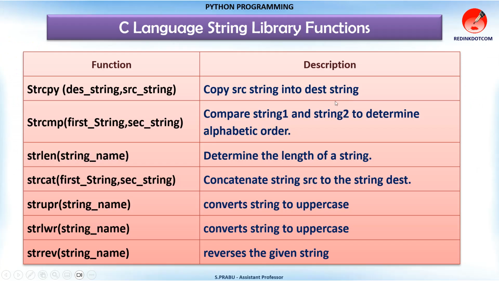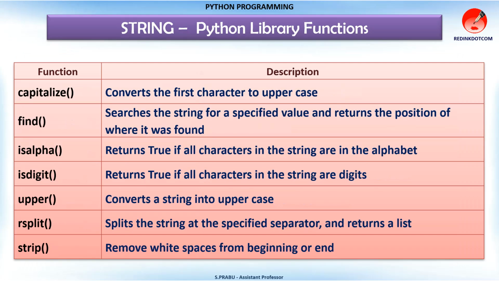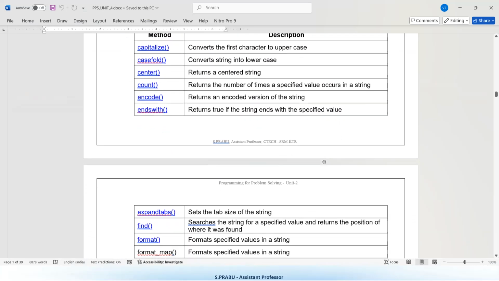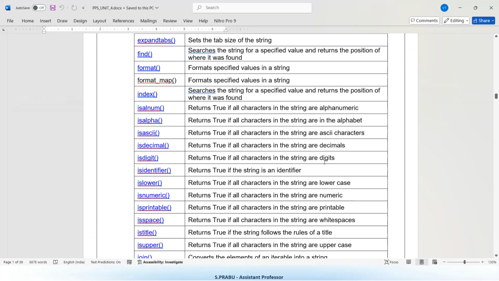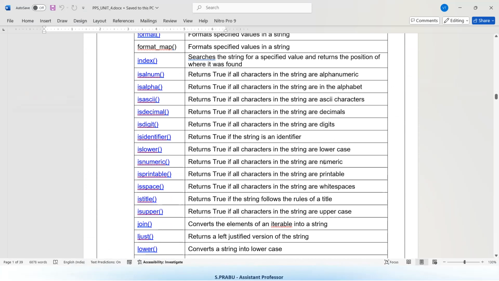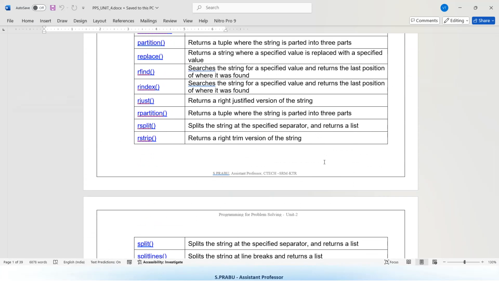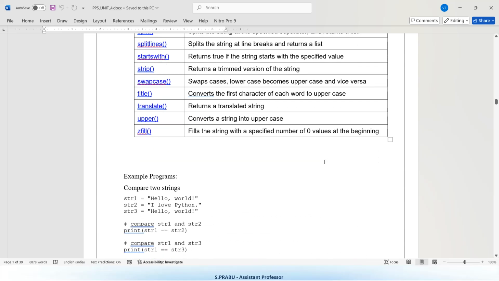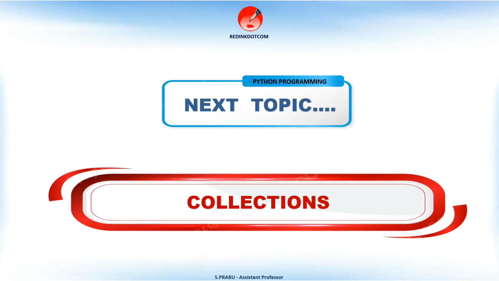We already know that the C programming language has so many library functions for strings. In the same way, Python also has different library functions for strings. These are the whole string functions available in Python. Check this document in the notes provided in the description link, and try to execute and practice more string functions. Up to this, we learned how strings can be handled in Python and the different string functions available in the Python library. The next topic is collections.